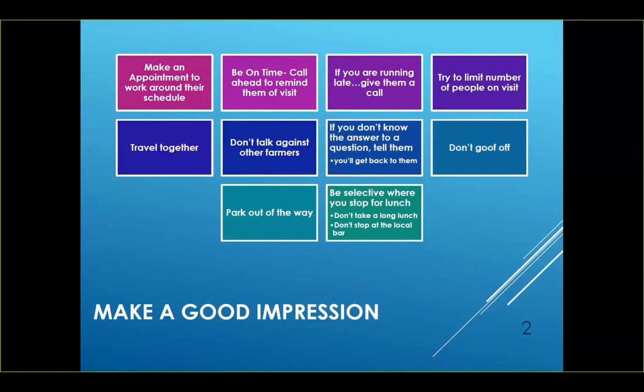Don't talk against other farmers. This is an important one. Even if the farmer you're talking to is giving some grief about other farmers, don't join in on that, right? We apply our practices and we apply our service to everyone equitably, right? So, if someone's bantering a little bit and talking about someone else doing something wrong, don't join in.